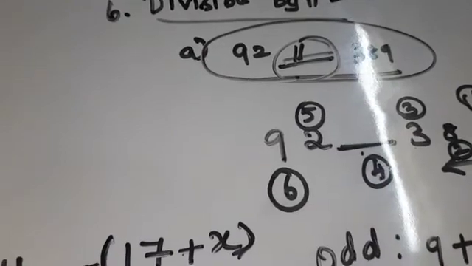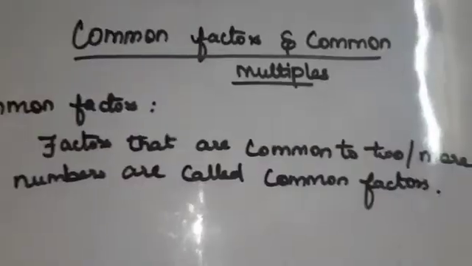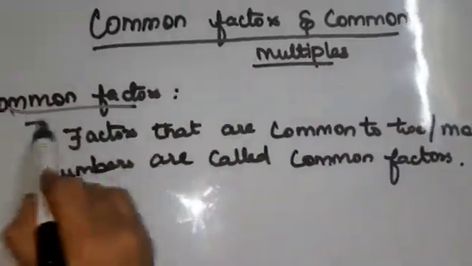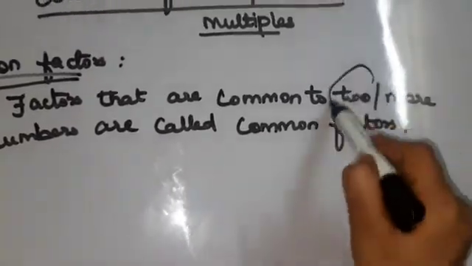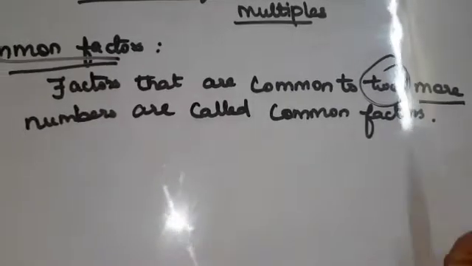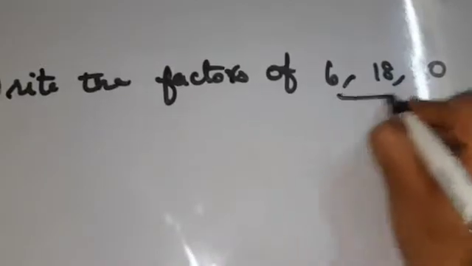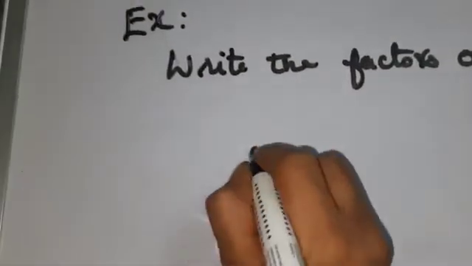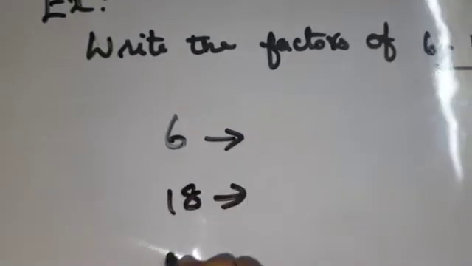Now let's get to know what is meant by common factors and common multiples. Common factors: the factors that are common to two or more numbers are called common factors. For example, write the factors of 6, 18 and 30. Now, what we are going to do? We are going to write the factors of 6, 18 and 30.